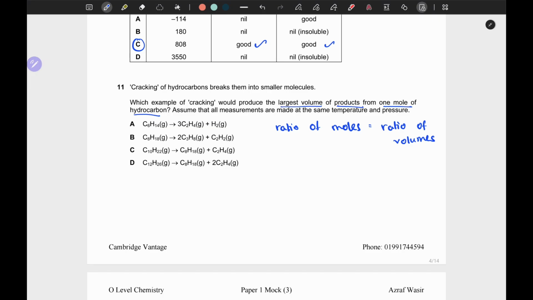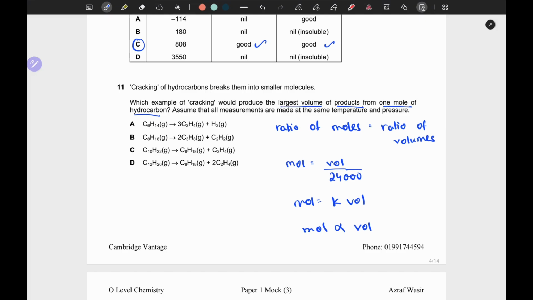So basically, in whichever chemical equation we get the highest number of moles of products, we will also get the highest volume of products. Why this works is because moles is equal to volume divided by 24 or 24,000, depending on cm cube or dm cube. So moles is equal to K times volume. So moles is directly proportional to volume. That is why this ratio works over here.